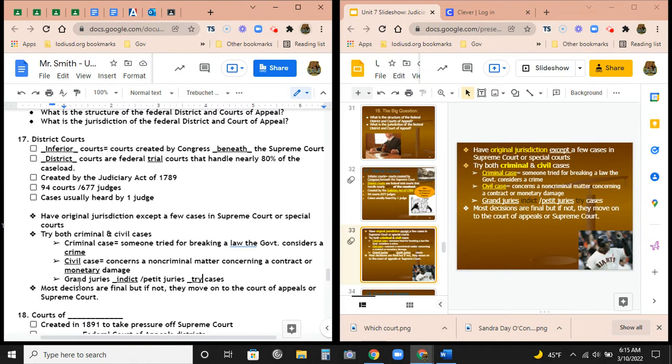Most of the decisions on these courts are final, but you can appeal any decision, and those appeals can go as far as the Supreme Court, or they just can move on to the Court of Appeals.